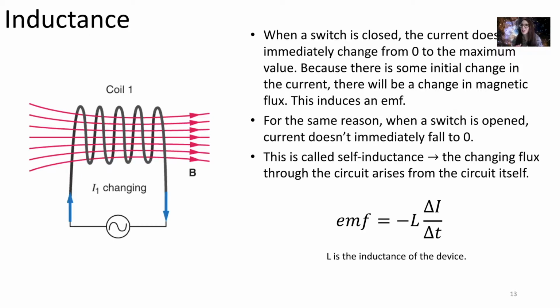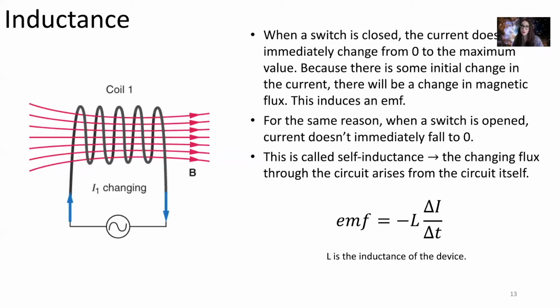So, we talked about how when you have current running through a wire, you can create a magnetic field around that wire, okay? But if there's some initial rate of change of the current through that wire, you're going to get a change of magnetic flux created by the magnetic field produced by that wire. For that same reason, whenever you open a switch in a circuit, the current doesn't immediately jump from the maximum value to 0. There's some rate of change of the current as that current is diminishing to 0.